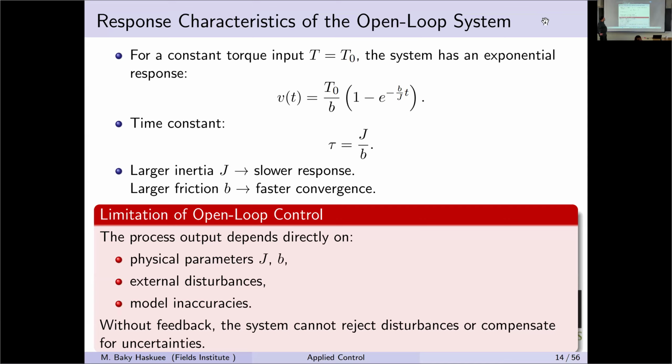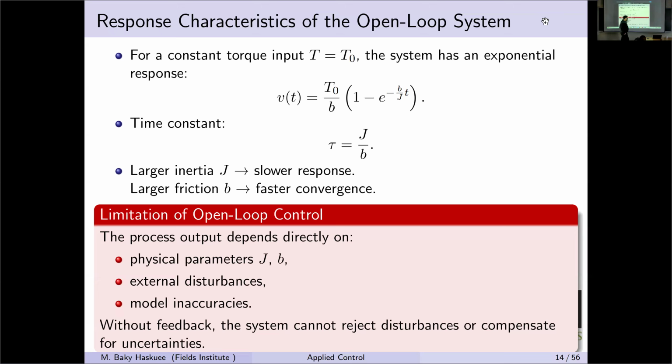So here, as you see, this coefficient is so important for us. The tau is J over B. When we have large inertia, the response will be slower. When the disk is big and the inertia is high, the response will be slow, and the disk will start to rotate slowly. The viscous friction as well shows that if it is high, then the convergence will be faster.